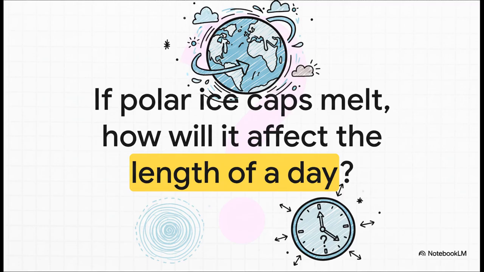Which actually leaves us with one last little thing to chew on. Think about this. If the ice at Earth's poles melts and all that water spreads out toward the equator, that changes how our planet's mass is distributed, right? So based on everything we just learned, what do you think that would do to the length of our day?